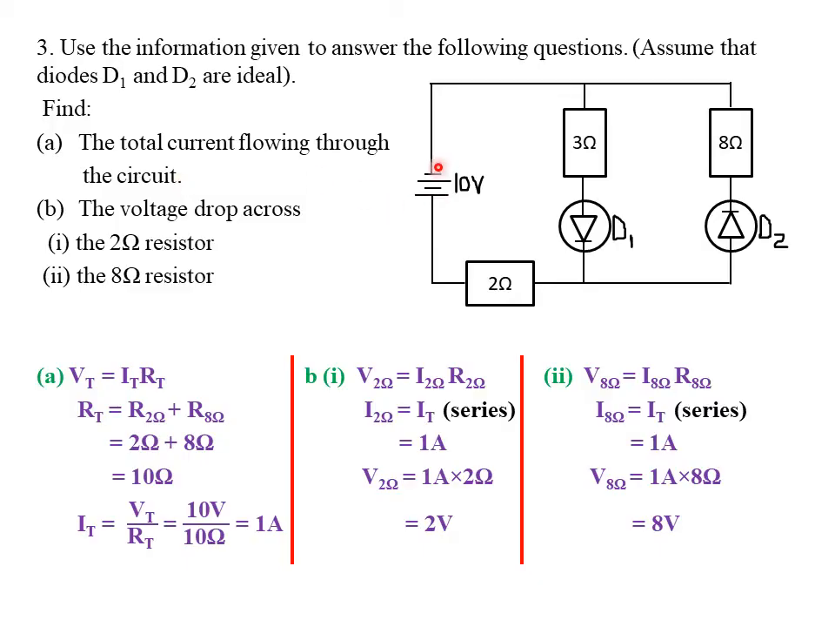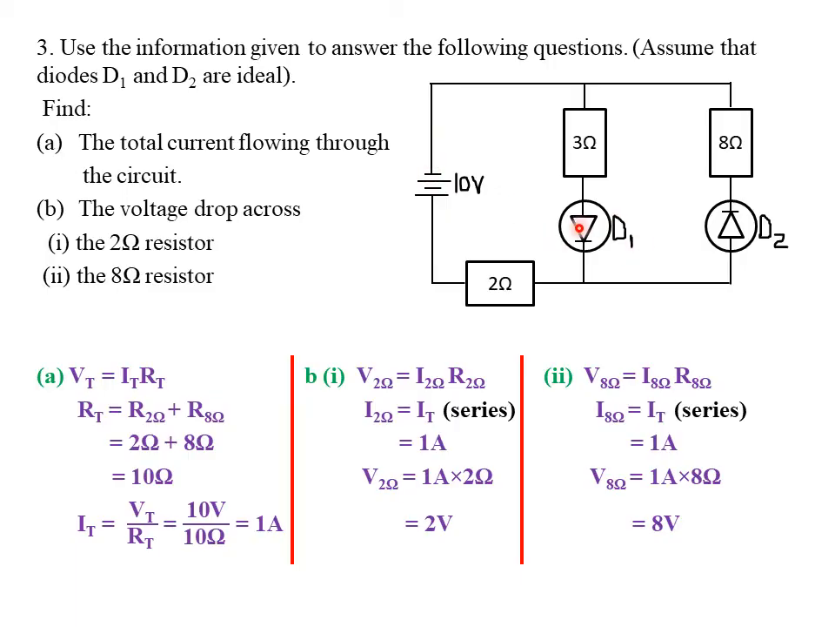Now, if this is our source of power, then of course we expect current to flow from the positive terminal of the battery through the 2 ohm resistor. Then of course, as the current tries to get through the diode D1, it finds that D1 is actually reverse biased, because you can see that the n-type region is connected to the positive terminal of the battery. However, the diode D2 is actually forward biased, because you can see that the p-type region is connected to the positive terminal of the battery, and of course the n-type region is connected to the negative terminal of the battery.